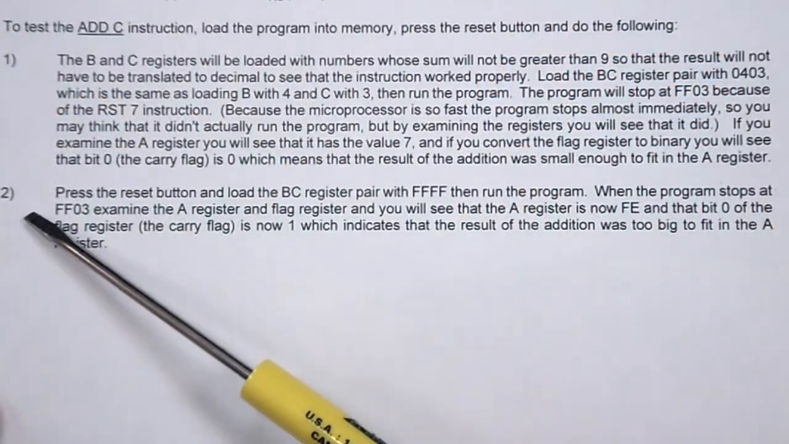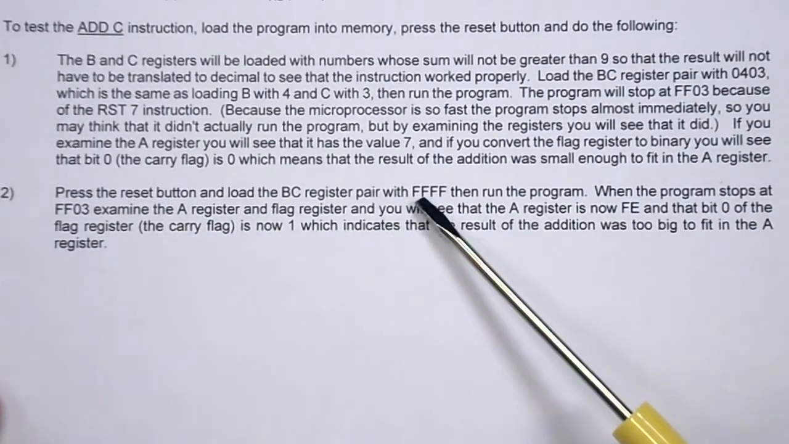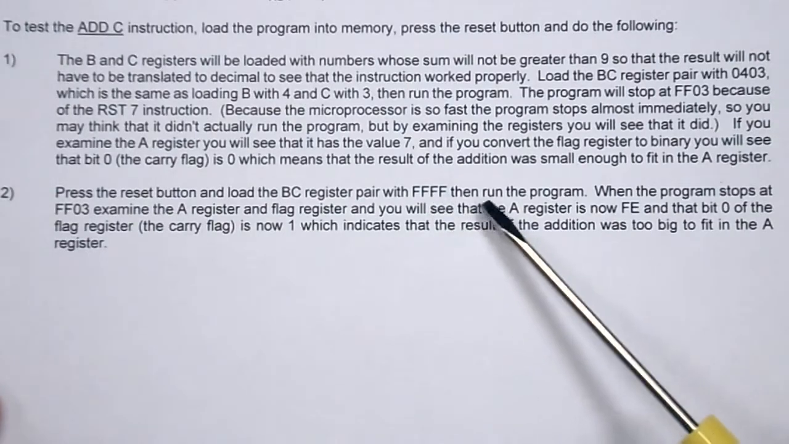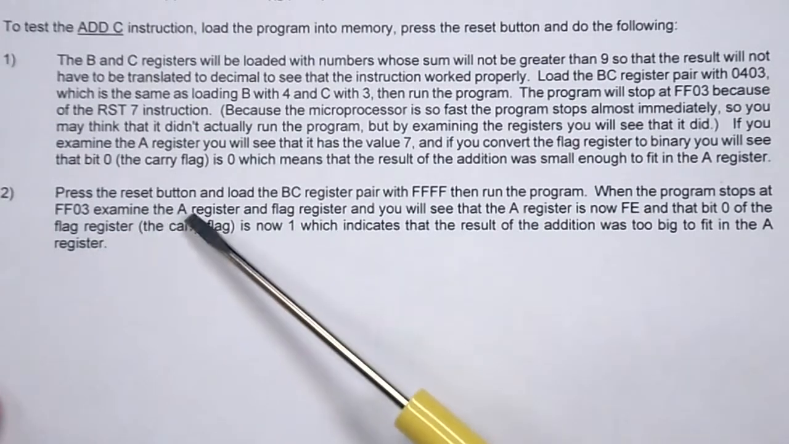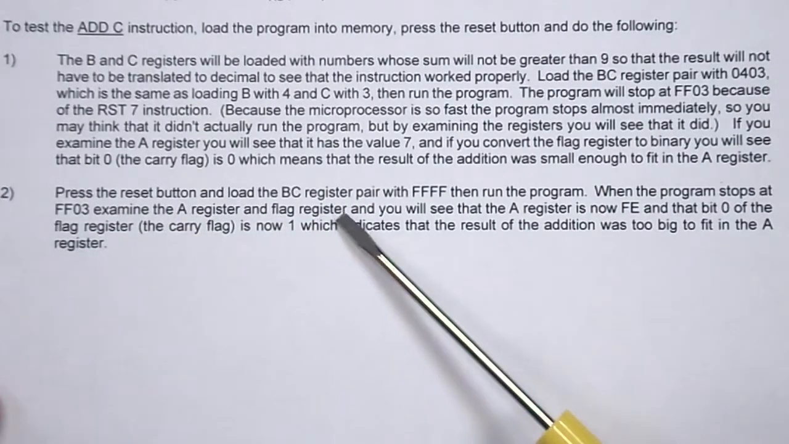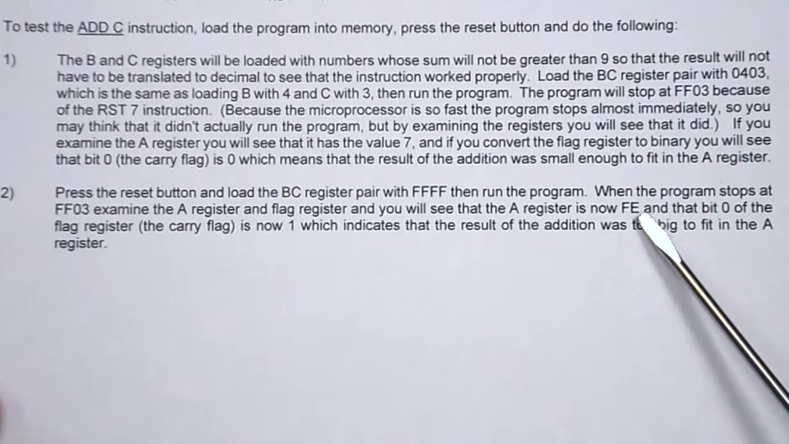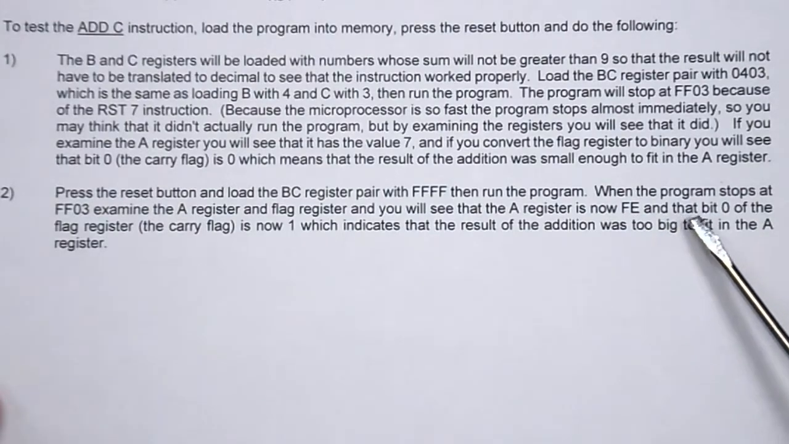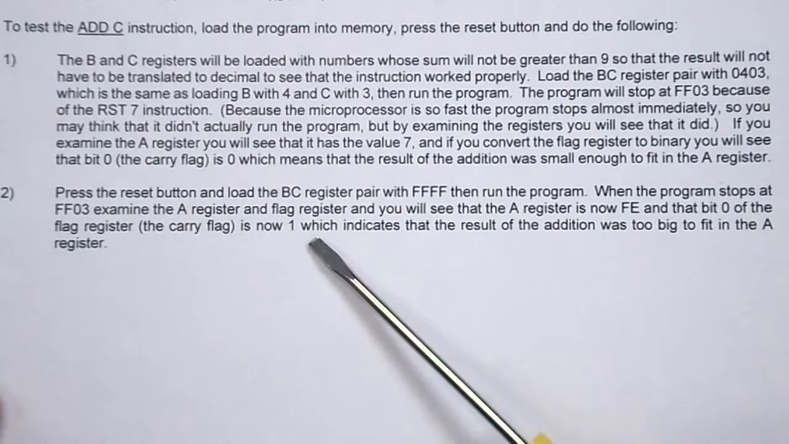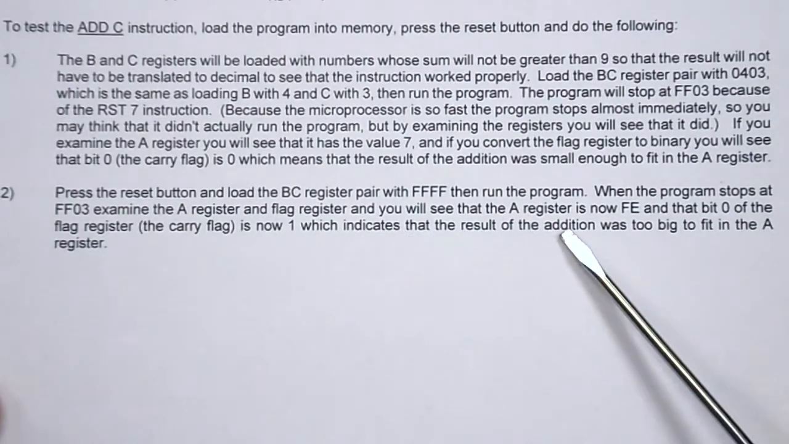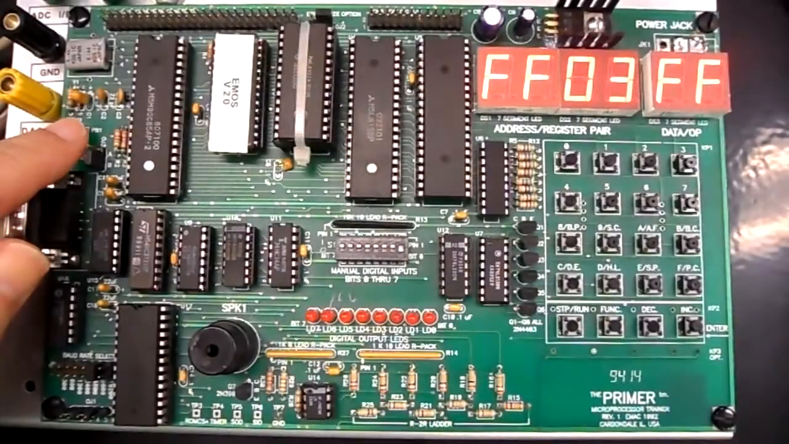So under step 2 of the procedure, we're going to press the reset button and load the BC register pair with FFFF, then run the program. When the program stops at FF03, we're to examine the A register and flag register. It says we will see that the A register is now FE, and that bit 0 of the flag register, the carry flag, is now 1, which indicates that the result of the addition was too big to fit in the A register. So I'm pressing the reset key.